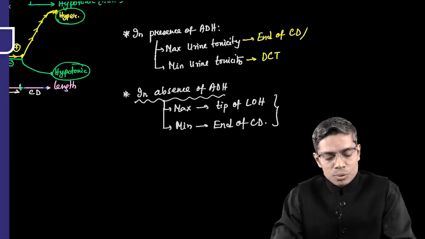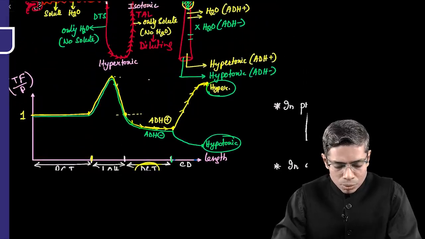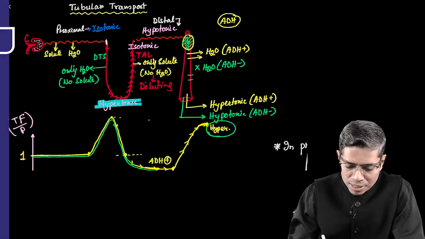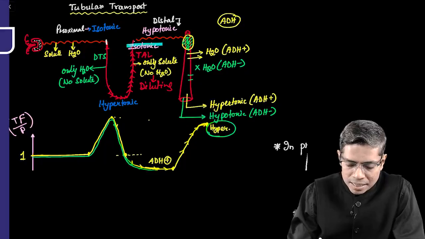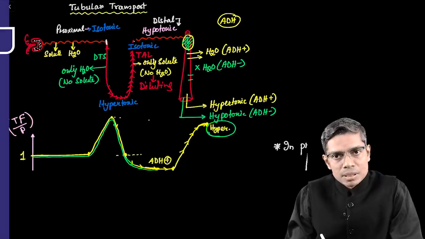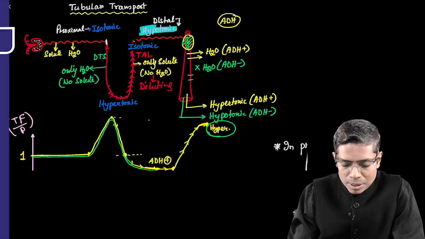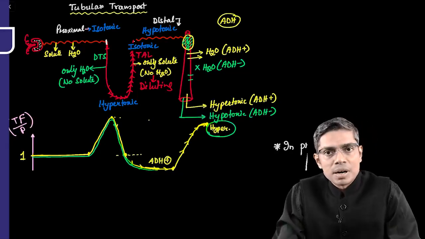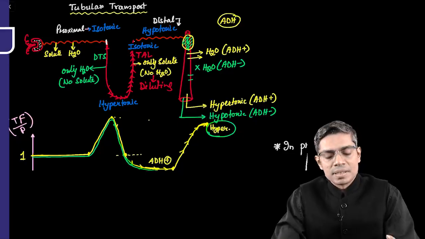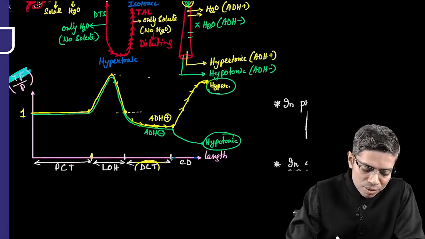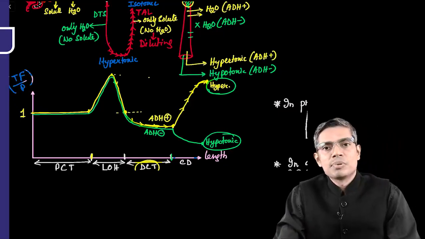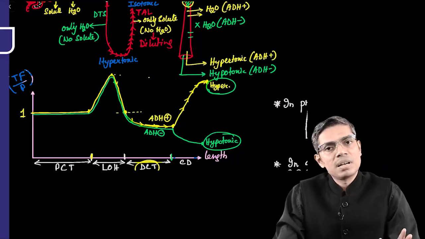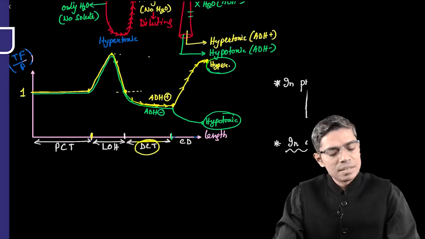So please try to remember that although we know this concept that PCT means isotonic, tip of loop of Henle means hypertonic, and then isotonic at the upper part of the TAL and hypotonic at the level of collecting duct, and final tonicity will be determined by collecting duct. We know this part, but you have to remember that apart from this, the TF upon P concept is also important. TF upon P, 1 means isotonic, less than 1 means hypotonic, more than 1 means hypertonic. So this way you have to answer different questions.